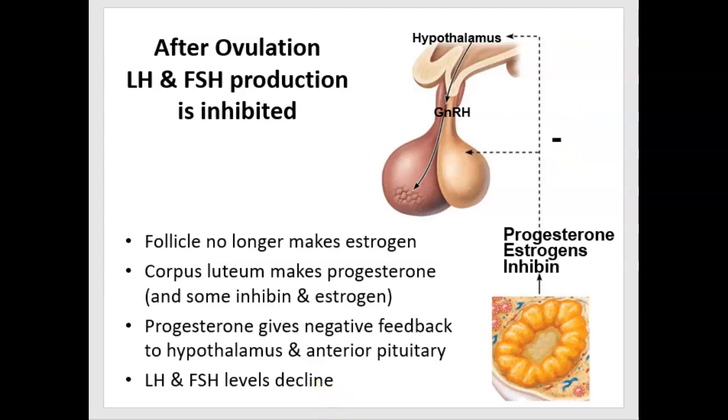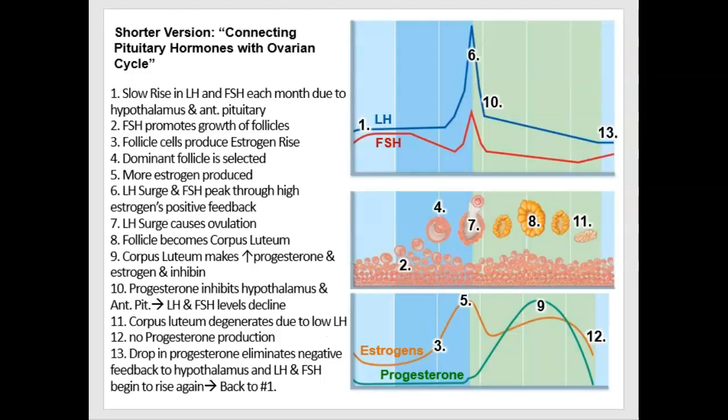So that was a lot of information on the ovarian cycle in a stepwise fashion. Using that worksheet, I hope it helped a little bit. I want to show you a shorter version, a 12 or 13 step version versus a 16 or 17 step version, and just see if this clicks for you. So again, we're connecting the pituitary hormones with just the ovarian cycle.